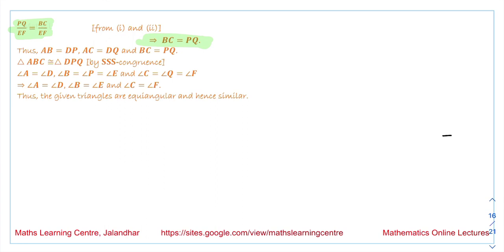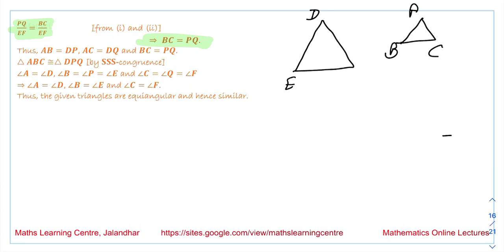Now we are talking about two triangles over here. One is the triangle ABC, second is this triangle DEF. We have drawn the points P and Q such that AB is equal to DP, DQ is equal to AC, and the third thing that we have already proved is that PQ and BC are equal to each other. So what we get is that the triangle ABC is congruent to the triangle DPQ.